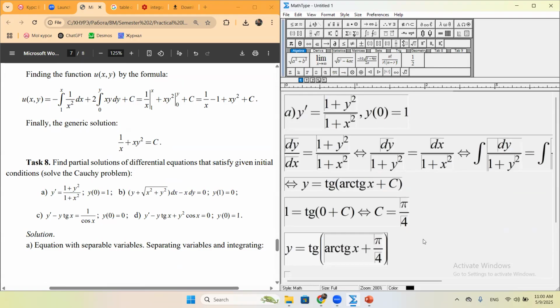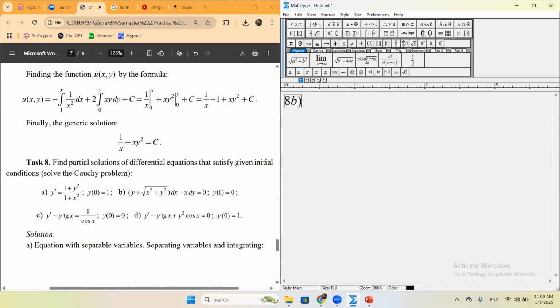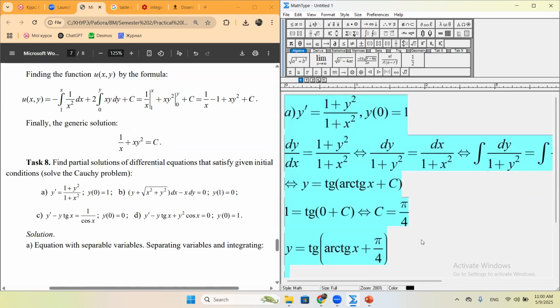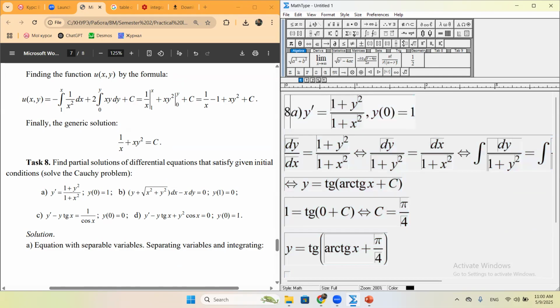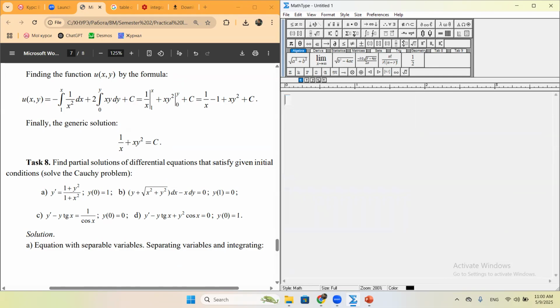Well, let's solve one more equation and then we will finish. By the way, maybe more questions or no questions about this exercise? Okay, if no questions, let's solve one more exercise. So 8b. So we have the following equation.